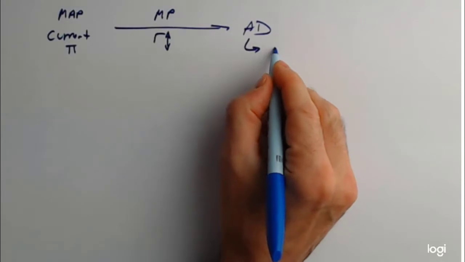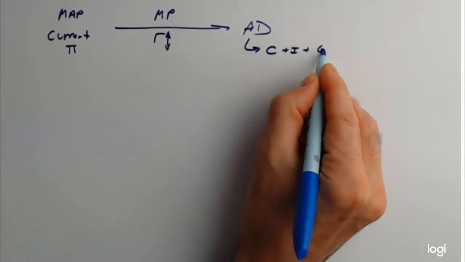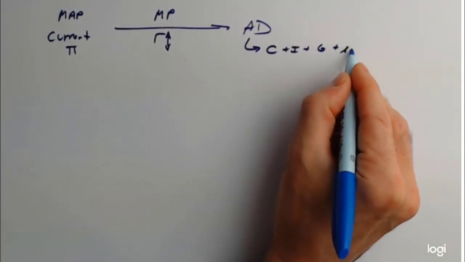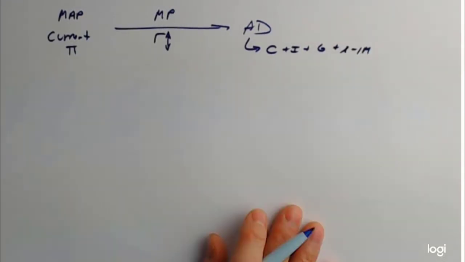Aggregate demand, recall, is consumption plus investment plus government expenditures plus net exports. So how do we get from current inflation, which is the current inflation rate, to the aggregate demand curve and the dynamic aggregate demand curve? Well, we have to make two stops. We have to look at two other curves to be able to derive the dynamic aggregate demand curve.